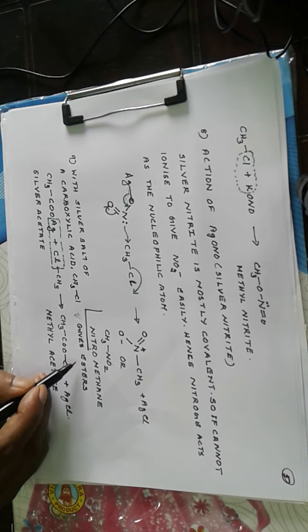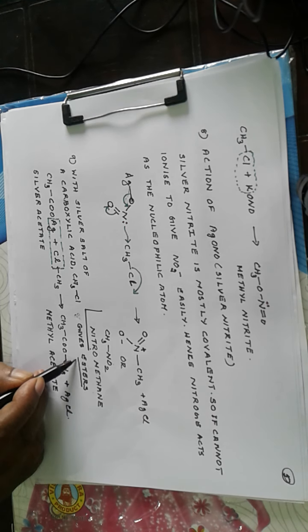Now the next reaction is the reaction with the silver salt of carboxylic acids. We get a family of compounds called esters. So esters are produced when alkyl halides react with the silver salt of a carboxylic acid.